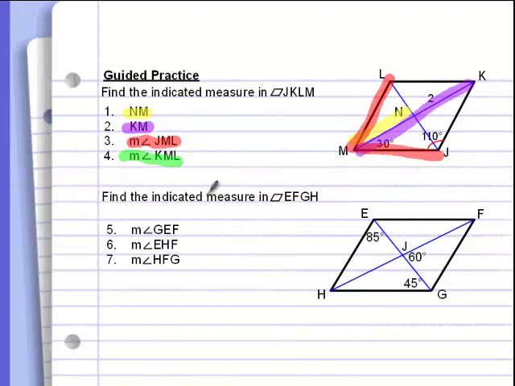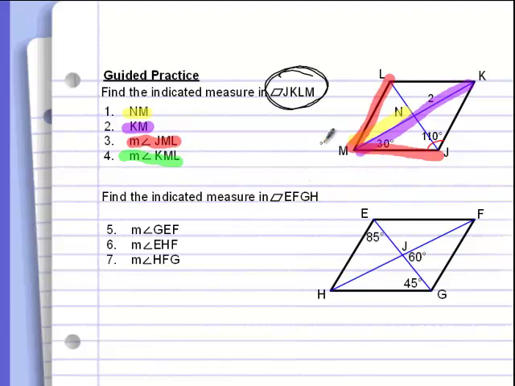All right, hopefully you were able to solve for NM, KM, JML, KML, and then the other 3 that we'll go over in a second. But I want to go over these 4 first. This is a parallelogram, as denoted by this symbol, and then they label it JKLM. Because they tell me right away it's a parallelogram, I already know 4 properties. I know that diagonals bisect each other. I know that opposite angles are congruent. I know that opposite sides are congruent, and I know that opposite sides are parallel.